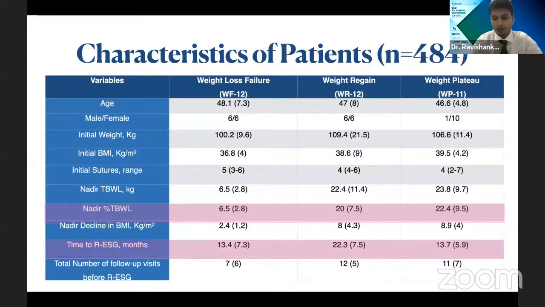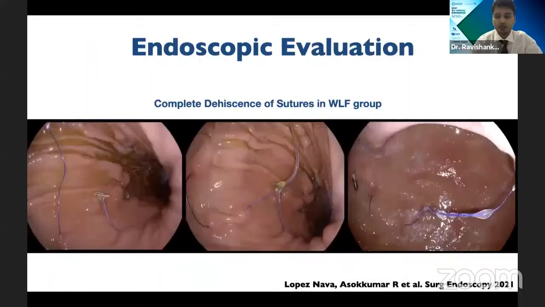The most important thing in this is follow-ups. Those patients who don't come for your multidisciplinary follow-up are bound to not achieve the weight loss that you would expect them to achieve. As we can see in the weight loss failure group, their number of visits to the multidisciplinary team was lower.